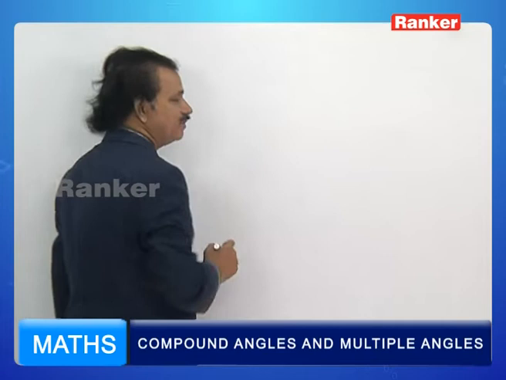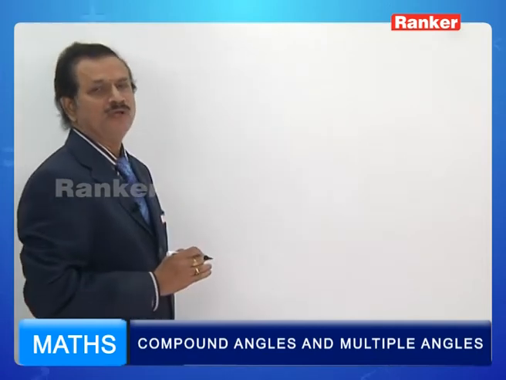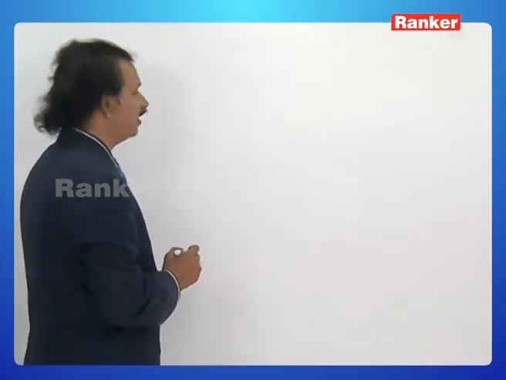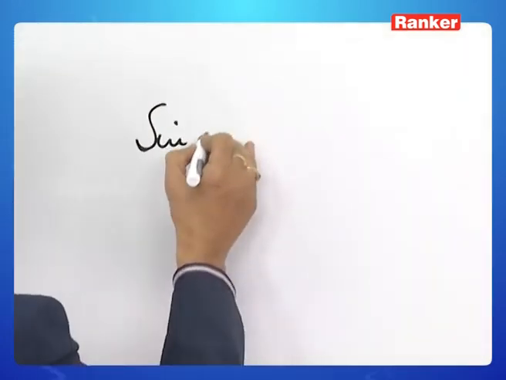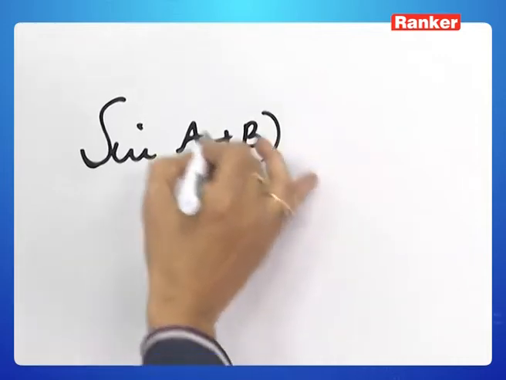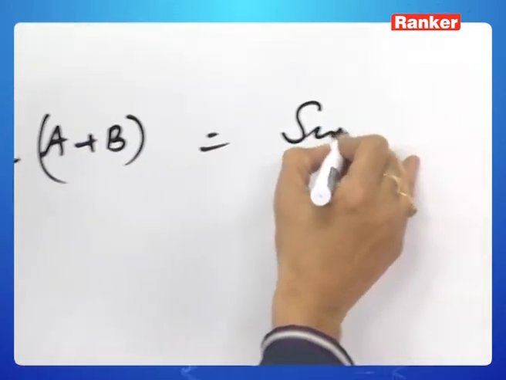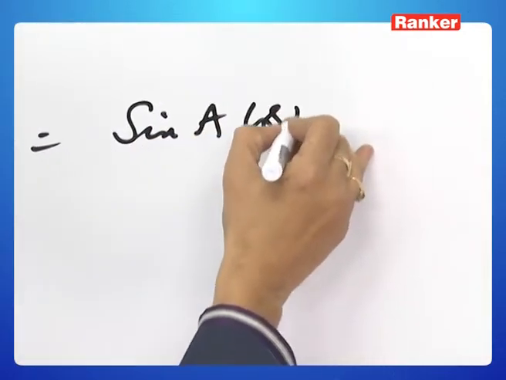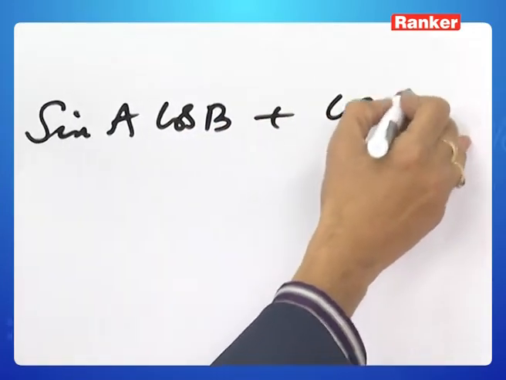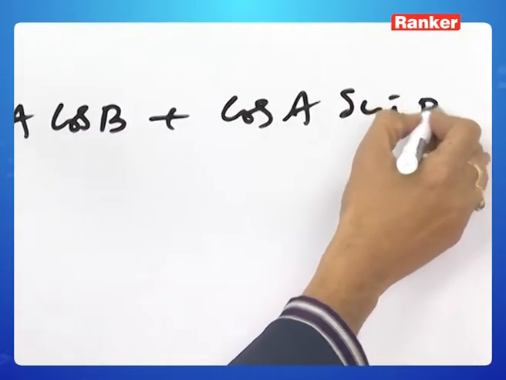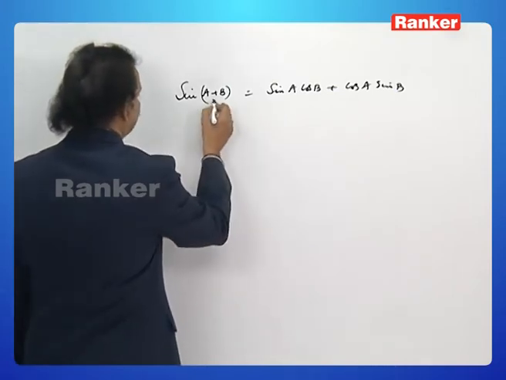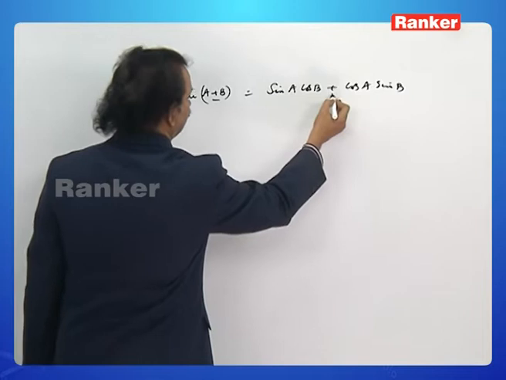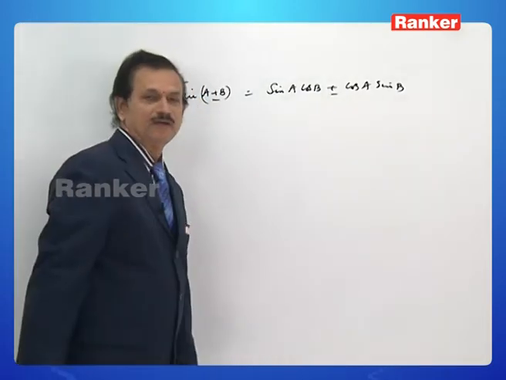I strongly believe that every one of you is aware of these formulae. Number 1, sine of a plus b. What is sine of a plus b? This is sine a cos b plus cos a sine b. Sine of a minus b is sine a cos b minus cos a sine b.